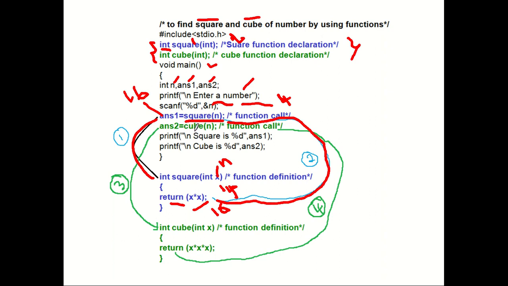After that we are calling another function. The name of this function is cube, passing the value n here. The control will jump here. Say I have given n as 4. The cube will be computed, and the result will be returned back to this statement. So ans2 will have the result.